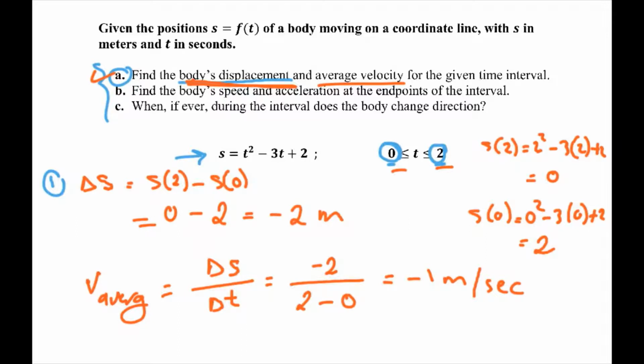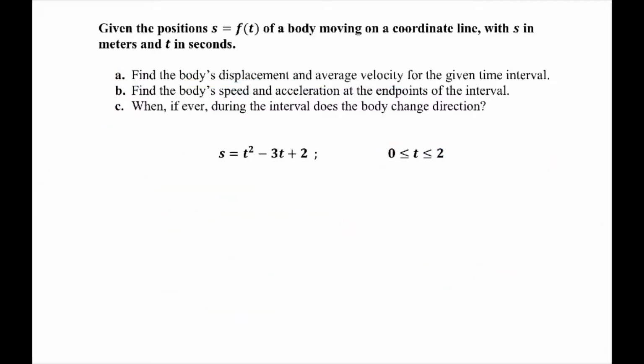Next, we need to find the object's speed and acceleration at the endpoints 0 and 2. Okay, that's what we need to find now. In order to find the speed, we need to find the velocity, and the speed is basically the absolute value of the velocity. So we need to find the velocity first. The velocity is basically the first derivative of the position, so s prime, which is equal to 2t minus 3. Now that's going to be my velocity.